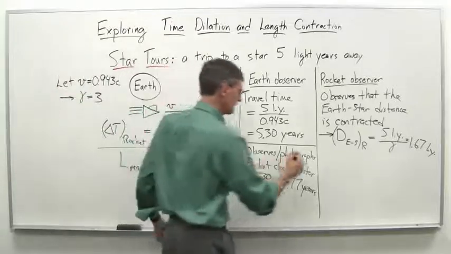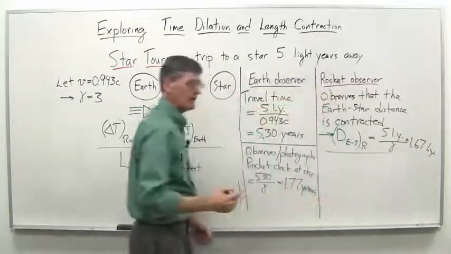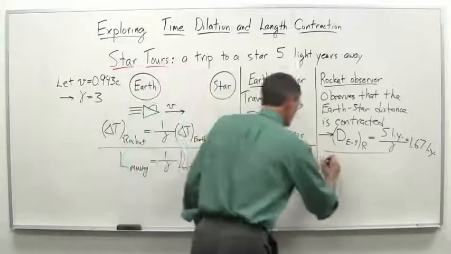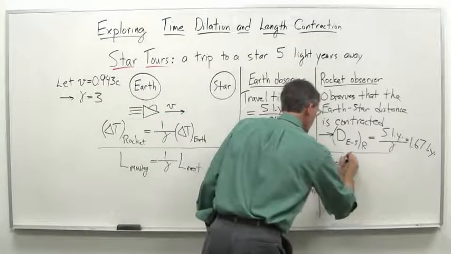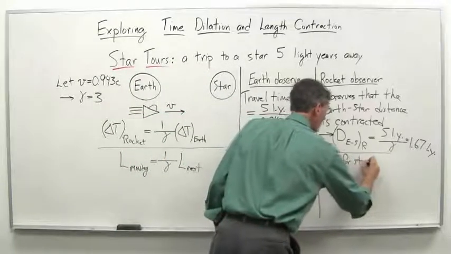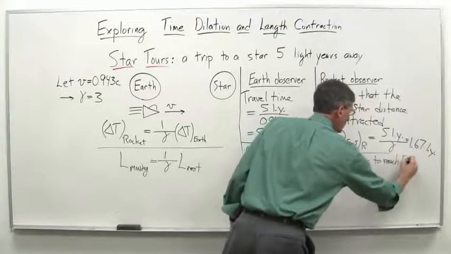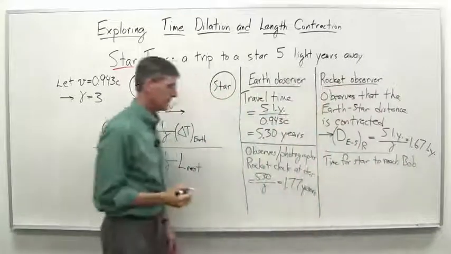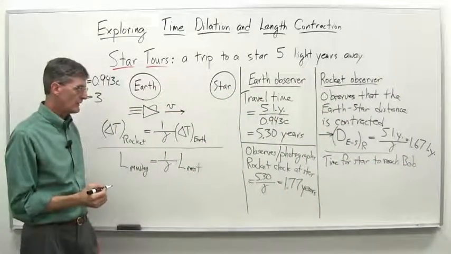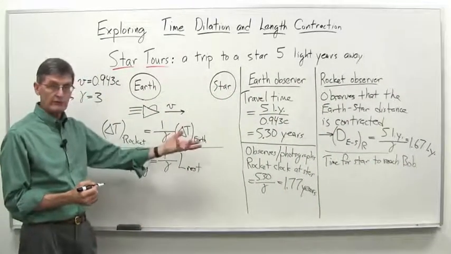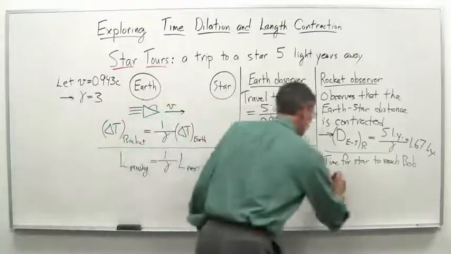So let's do that calculation. Let's just say that time for the star to reach Bob, we'll say. So Bob is in the rocket. Time for the star to reach Bob is simply the distance divided by the speed, equals 1.67 light years.